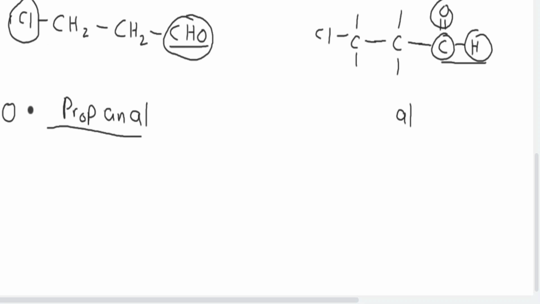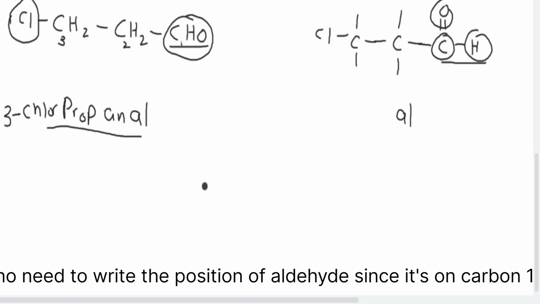So this chloro, since it's chlorine, I write chloro. Since I start from the functional group first because I want the lowest possible position of the functional group, I start from the right. This is carbon number 1, this is carbon number 2, this is carbon number 3. So chlorine is on carbon number 3 because I want my functional group to be as low as possible and I don't care about the prefix. So chloro is on carbon number 3. I put a 3 and a dash because it becomes 3-chloropropanal.